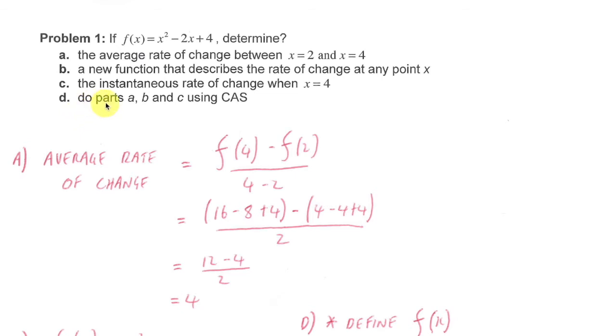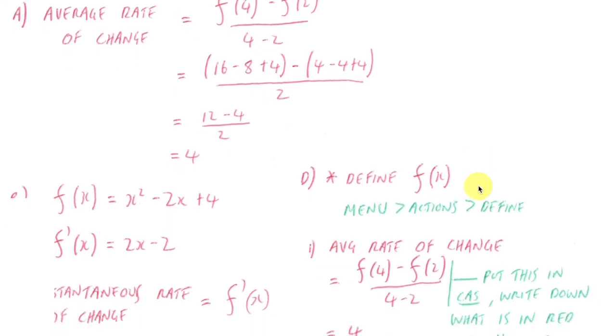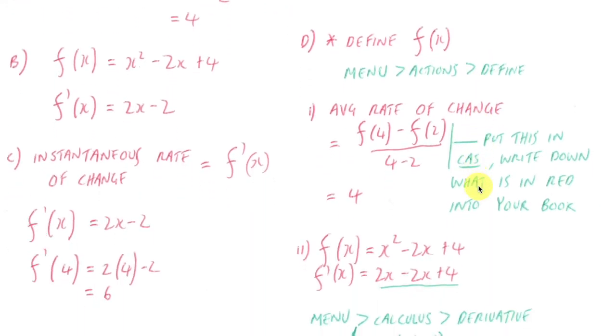D, do parts A, B and C using CAS. So to begin with, and we've gone over this a lot, but what you need to do firstly is define f of x. Then your average rate of change is going to be the fraction f of 4 minus f of 2 over 4 minus 2, and we'll spit out 4. Notice that my answer here in red, that's all you need to show. Okay? Stuff in green, remember, that's just the steps that you do on your CAS.